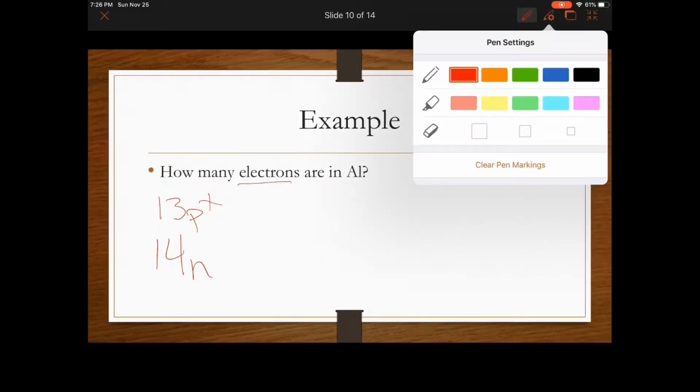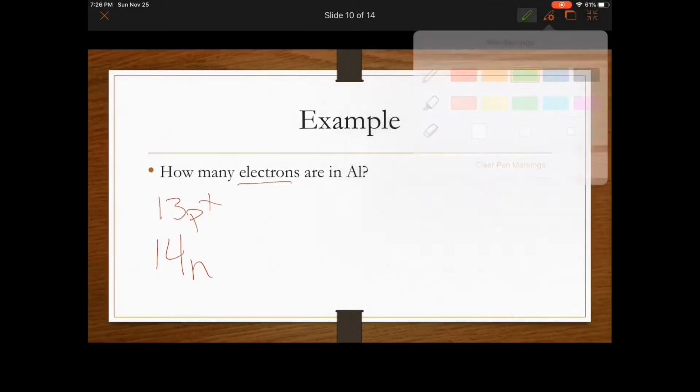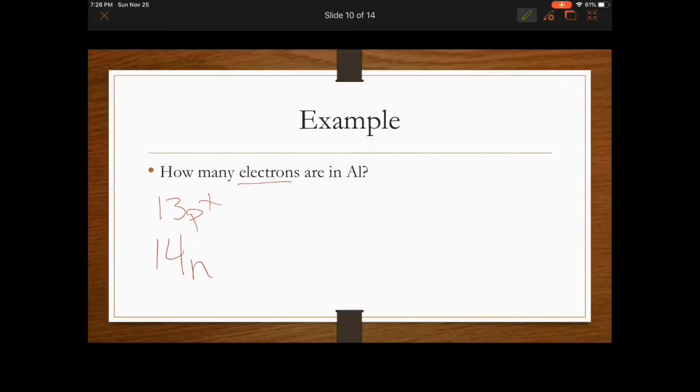So, aluminum is a neutral atom, so that means the number of electrons equals the number of protons. So if we have 13 protons, that must mean we have 13 electrons.